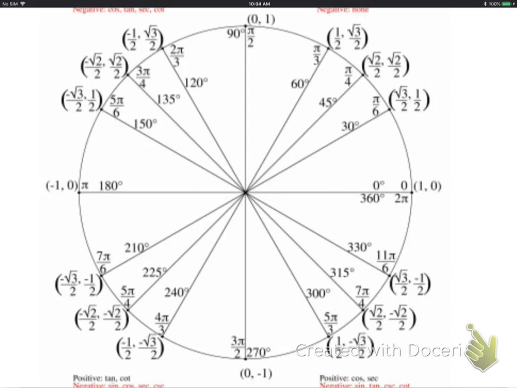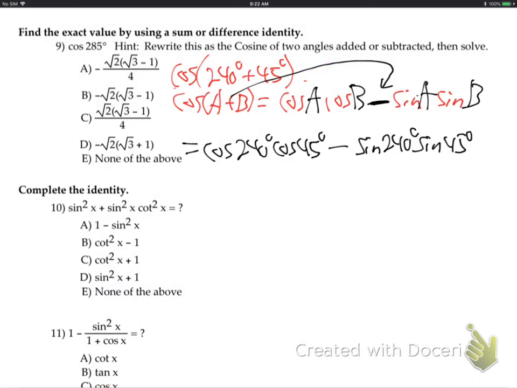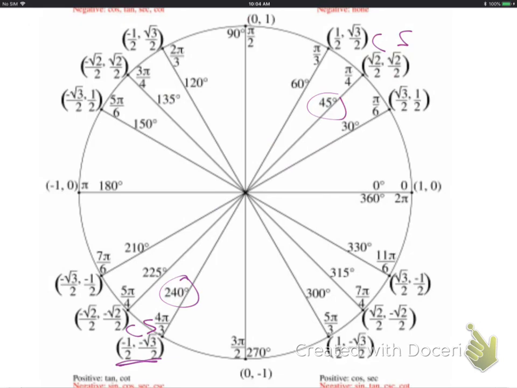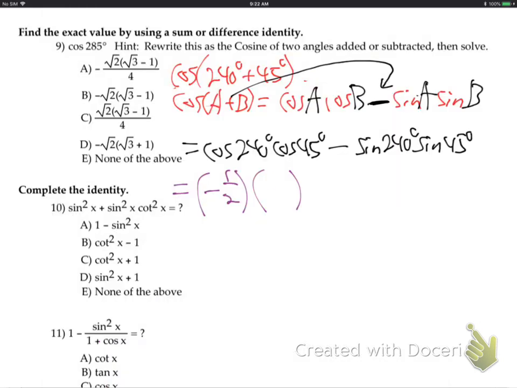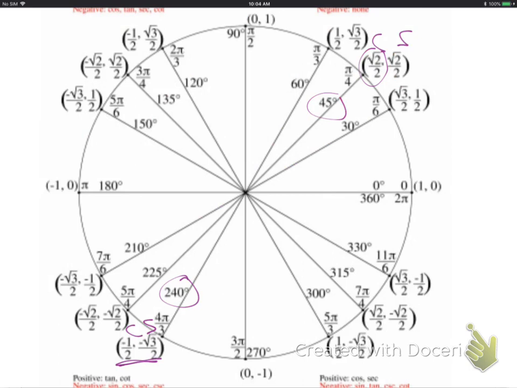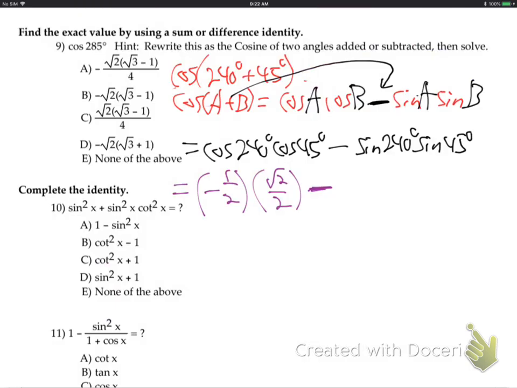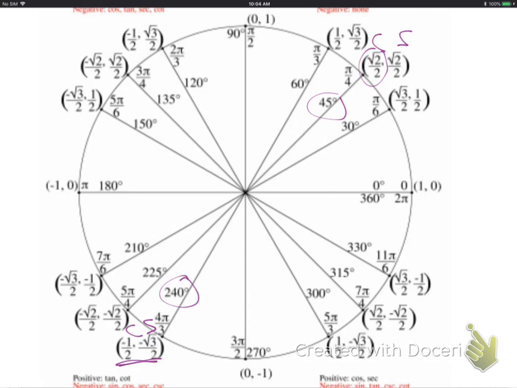And you go, okay, 240 right here, cosine, sine. There they are. And what's the other one? 45? 45 right here, cosine, sine. So there's our values. Let's go back. So the cosine of 240 is negative a half. The cosine of 45, root 2 over 2, minus sine of 240, negative root 3 over 2, sine of 45, root 2 over 2.